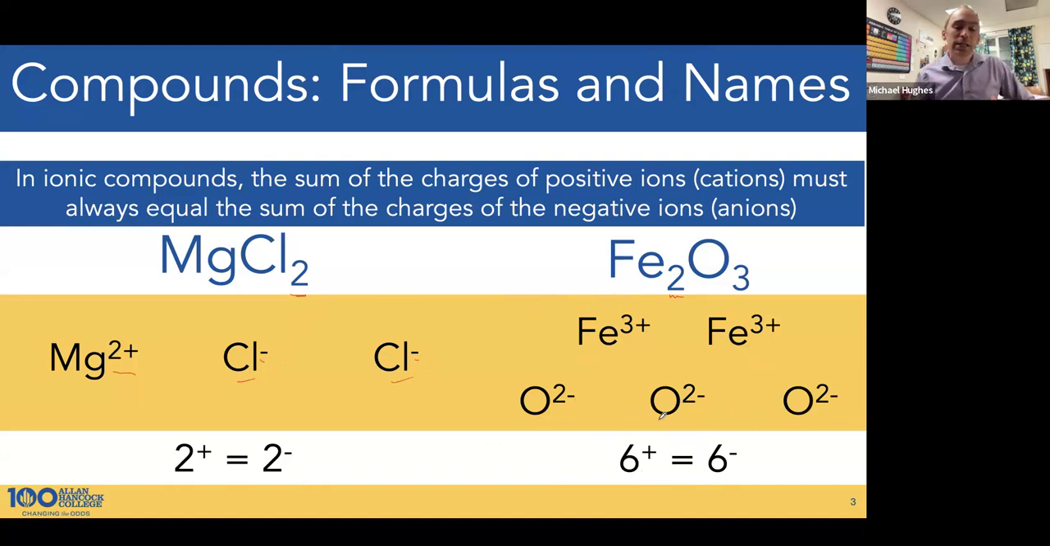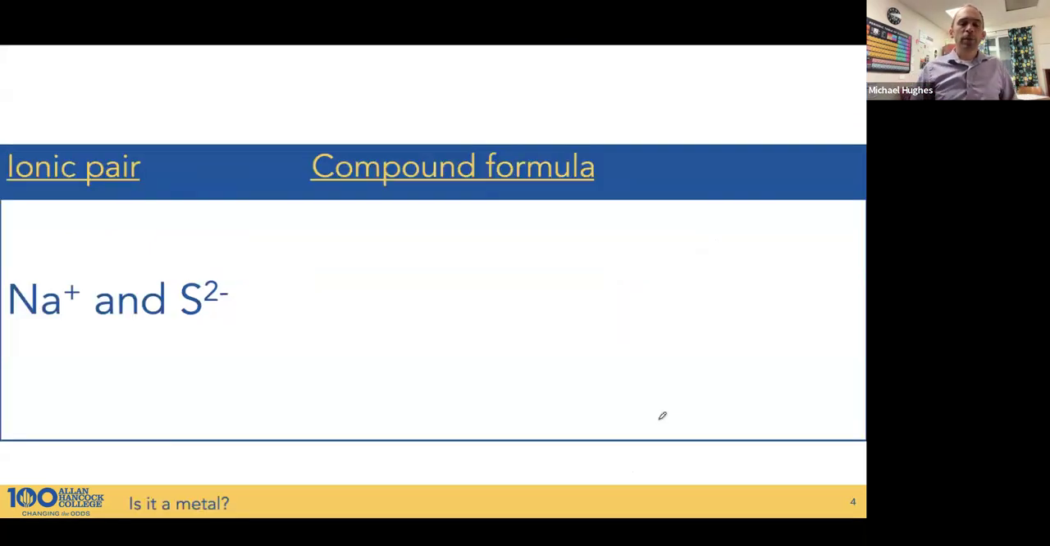So in this following assignment, we're going to take ionic pairs and find out what the formula would be for them, making sure that we use parentheses when necessary to indicate multiple polyatomic ions, and make sure that the charges always sum to zero. All right.